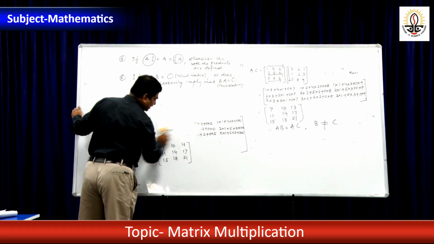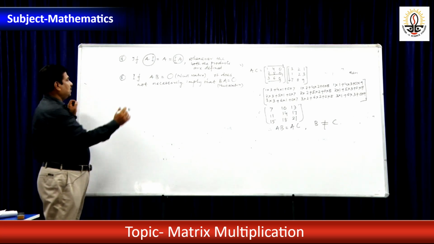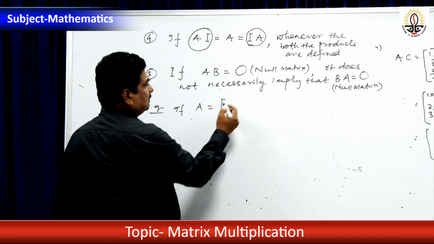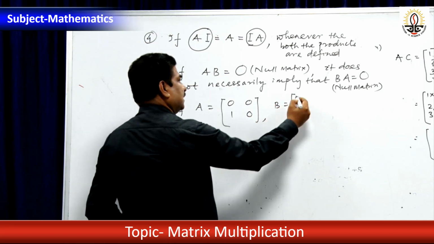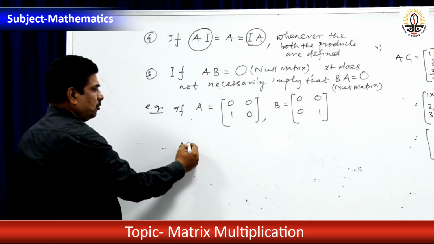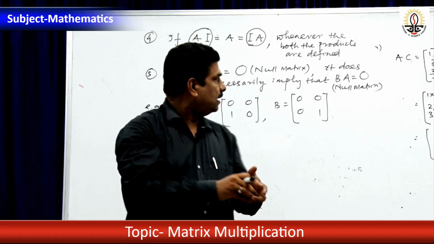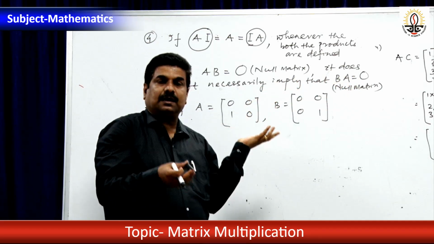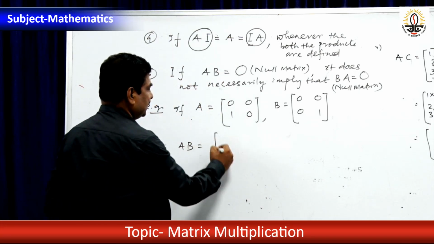I will take one example so that you can understand better. Here you see, if A is equal to [0 0; 1 0] and B is equal to dear [0 0; 0 1]. If you multiply these two, AB is a null matrix. Again if you multiply BA, it is not necessarily a null matrix. That means BA is not equal to a null matrix dear.